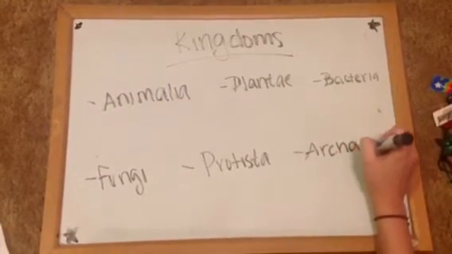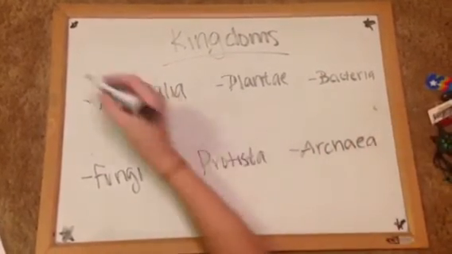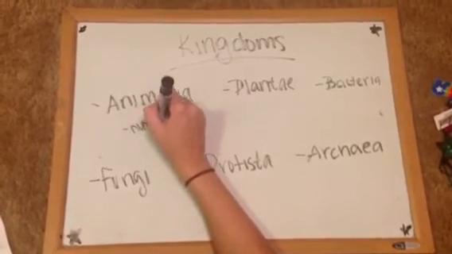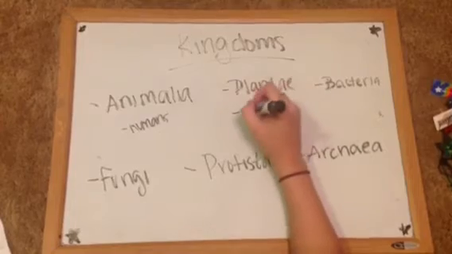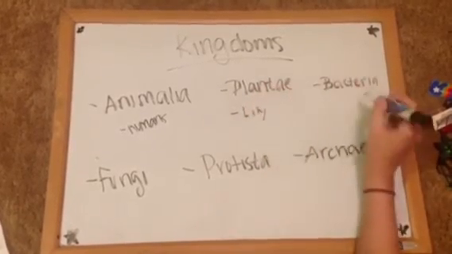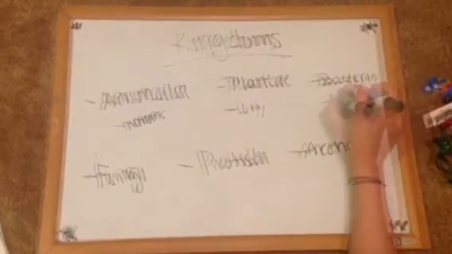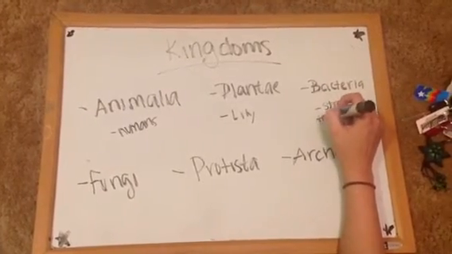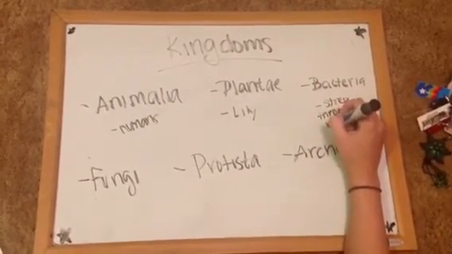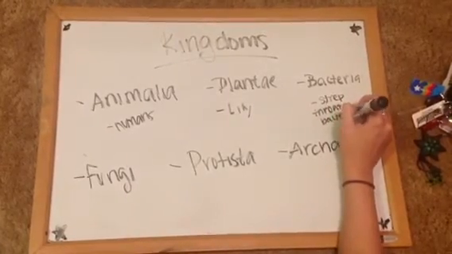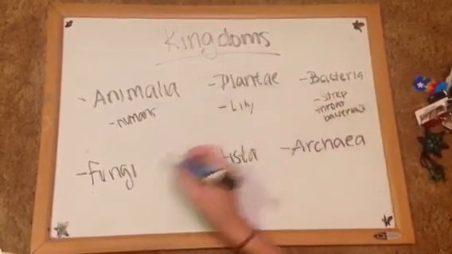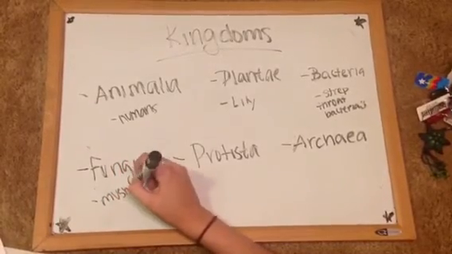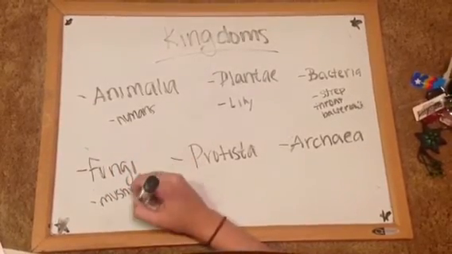And now we are on to our 6 kingdoms: Animalia, Plantae, Bacteria, Fungi, Protista, and Archaea. Which we just found out that Bacteria and Archaea are now one, so just ignore that. So a few examples of each of the kingdoms. For Animalia is humans, of course. Plantae, lily. Bacteria, Streptococcus, which is strep throat bacteria.